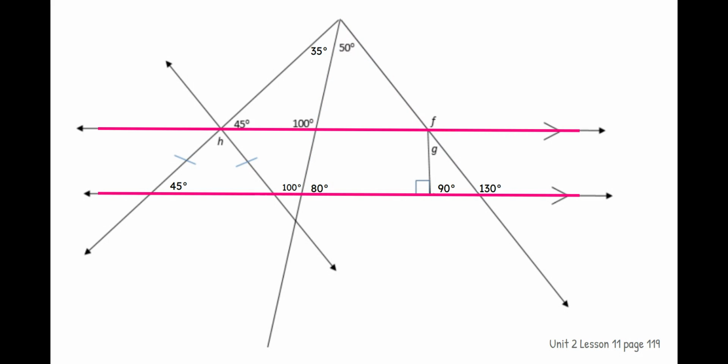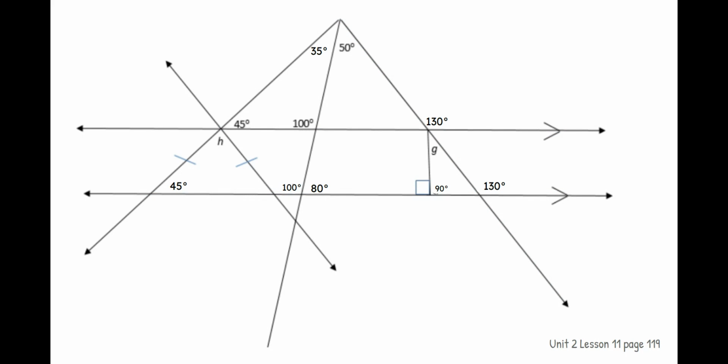For F, we're using these parallel lines again, and this line as a transversal. We have corresponding angles which are congruent, so angle F is 130 degrees. In the reason column, write corresponding angles.